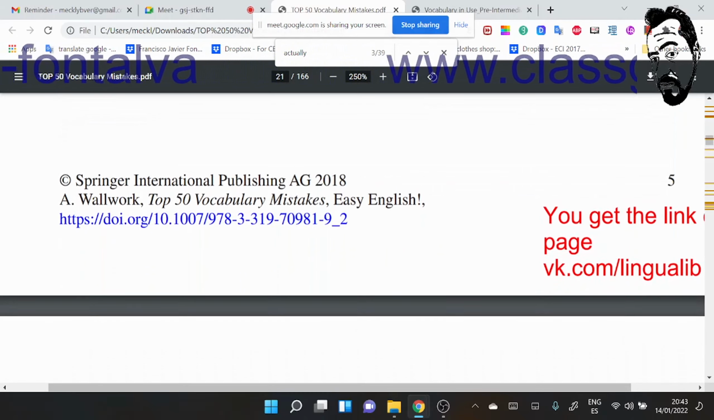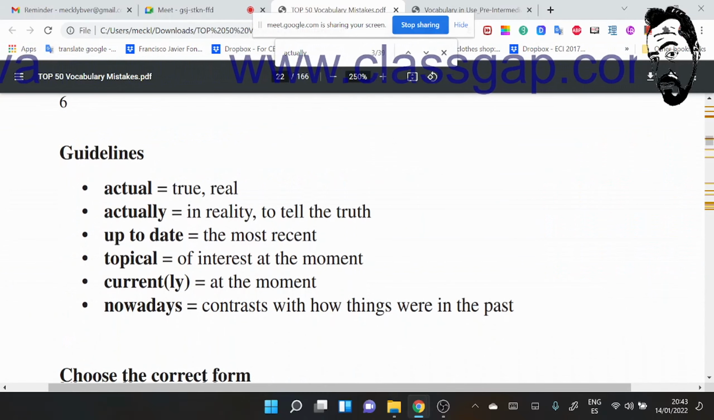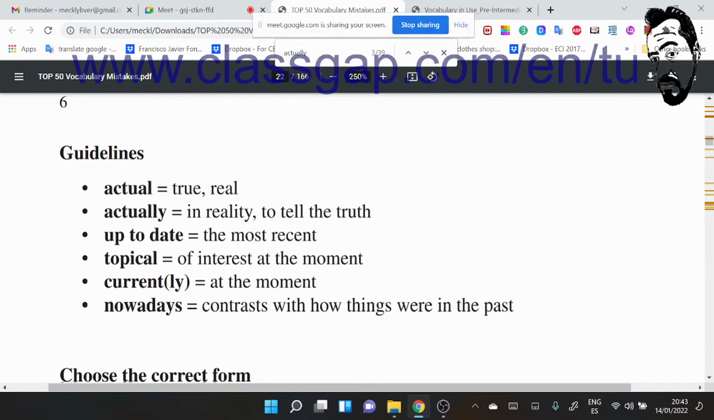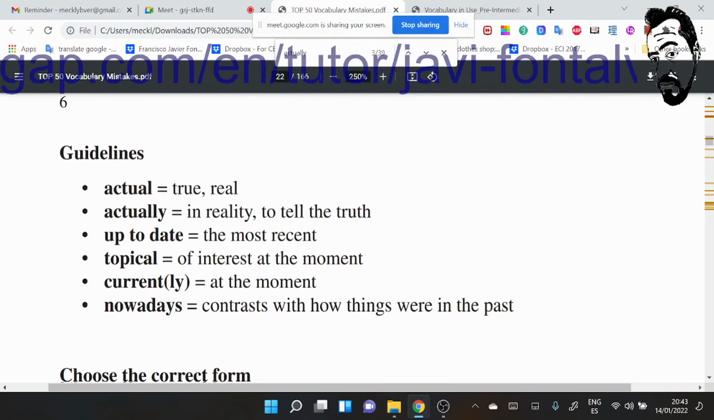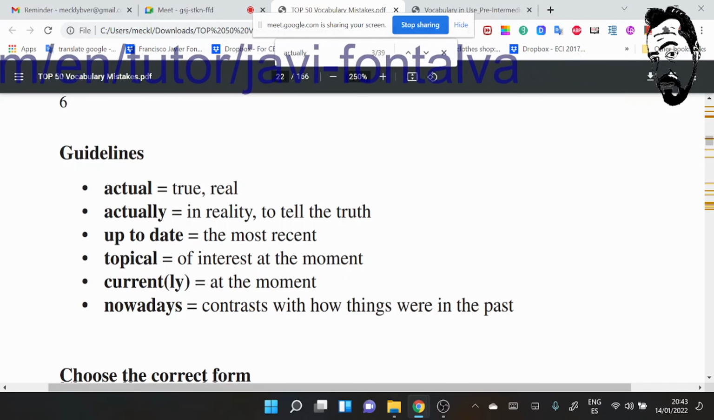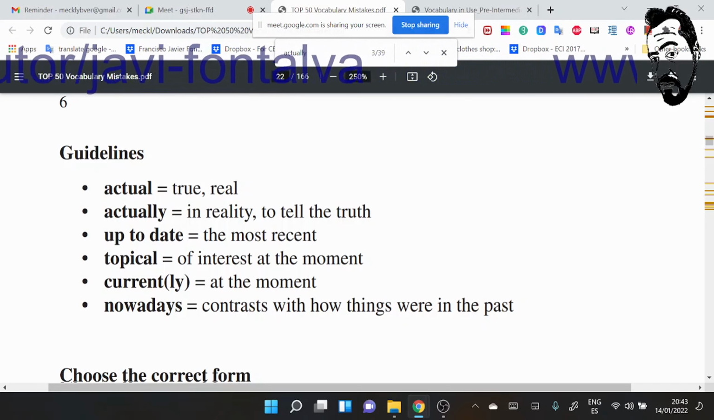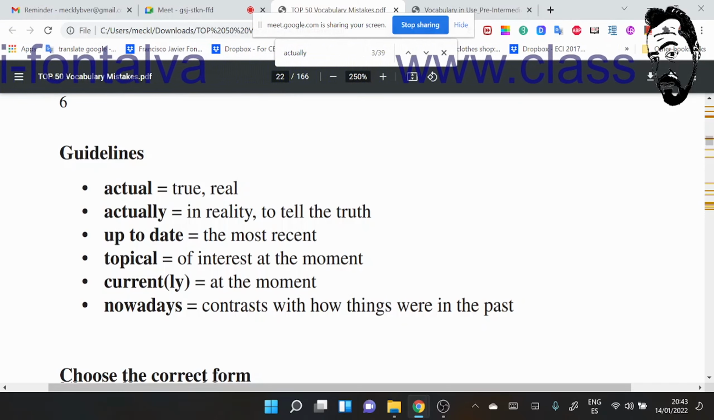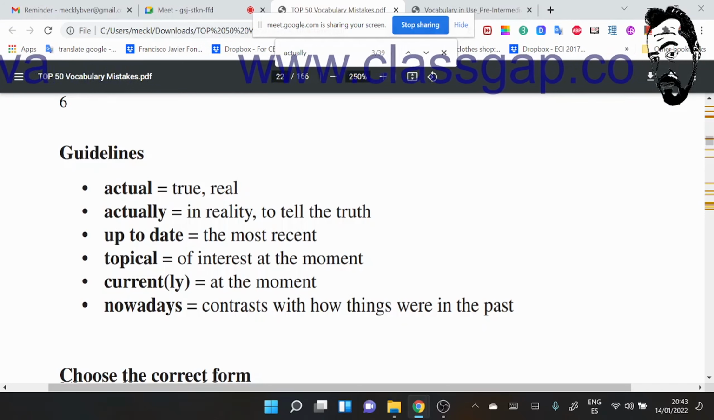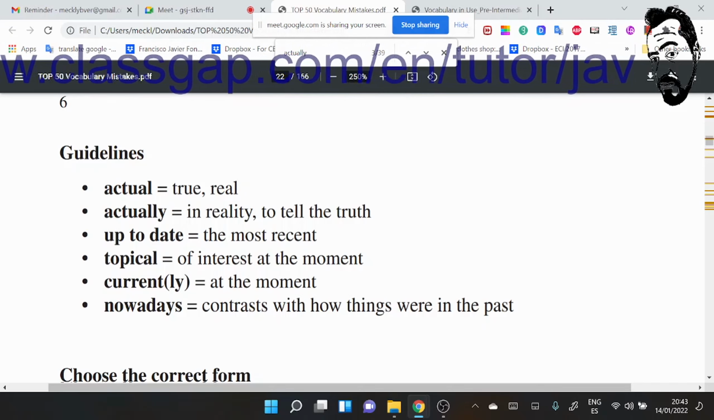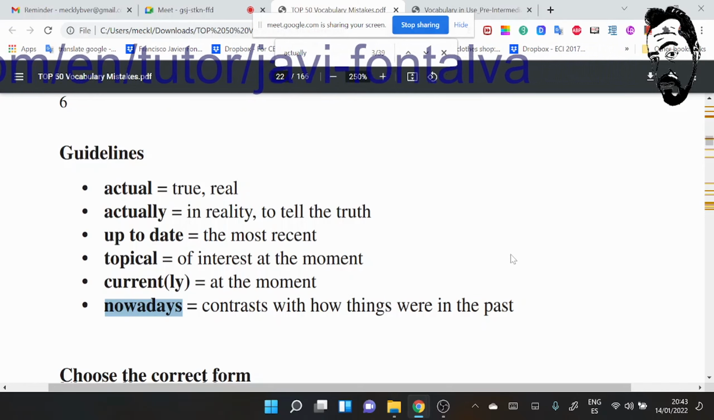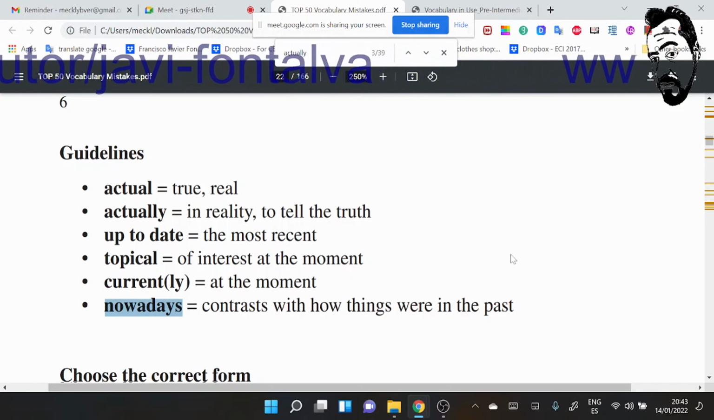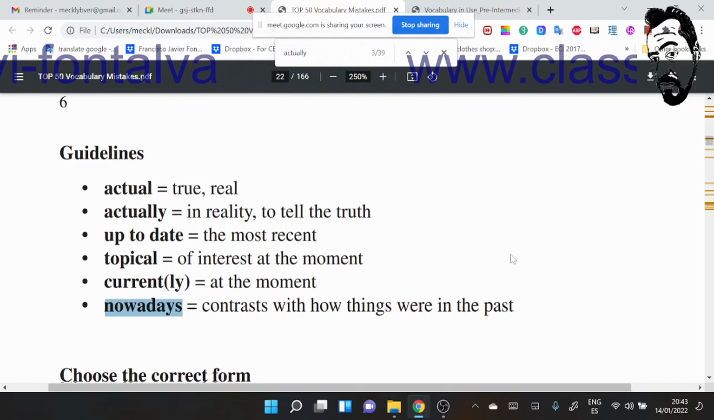Okay, we're gonna practice. So, actual means true or real. Actually is to tell the truth or in reality. Up to date, topical. So, a topical question, for example, would be coronavirus now. Current or currently means at the moment. And we also use this one, nowadays. So when you're comparing the past with the present. Yeah? Yeah.